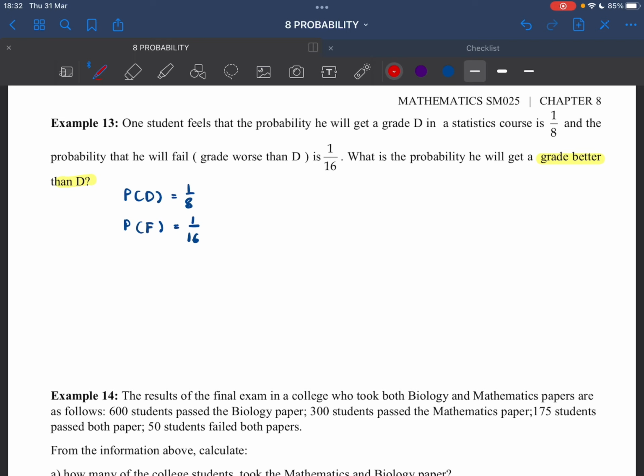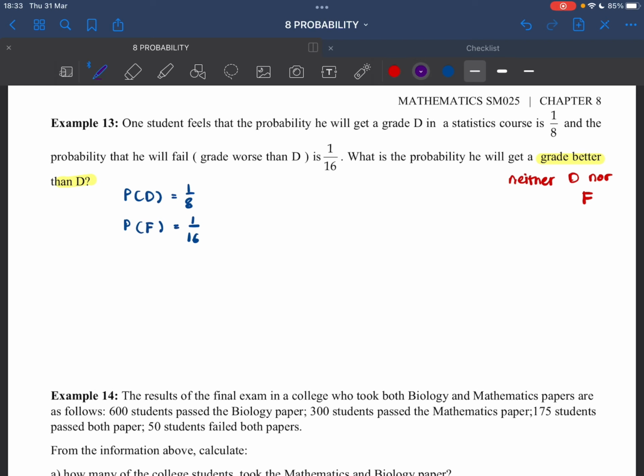Grade better than D. So that means not fail, not D. Maybe they will get A, B, C, C plus, C minus. So that means this one is neither D nor fail. Okay, better than D, obviously better than D, not fail. So that will be neither D nor F.